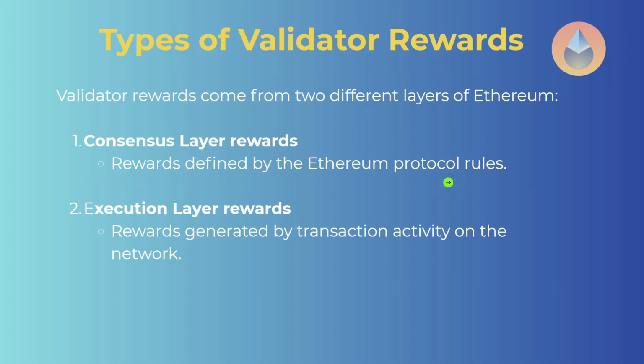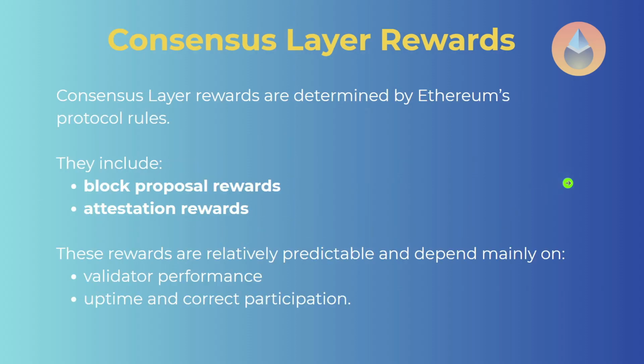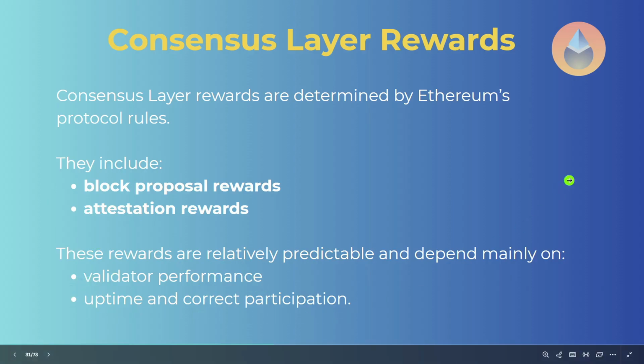So let's talk about the types of validator rewards. Validator rewards come from two different layers of Ethereum. The first one is the consensus layer rewards, which are rewards defined by the Ethereum protocol rules. Then we have execution layer rewards, which are rewards generated by transaction activity on the network. The consensus layer rewards include block proposal rewards and attestation rewards. These rewards are relatively predictable and depend mainly on validator performance, uptime, and correct participation.